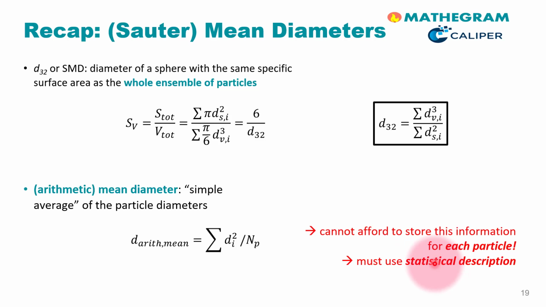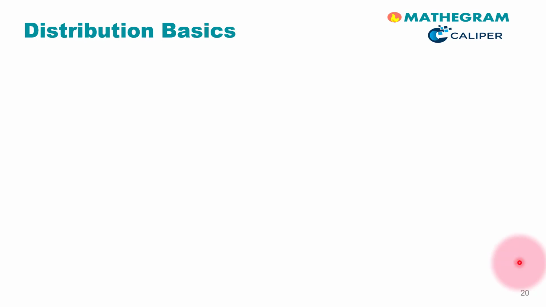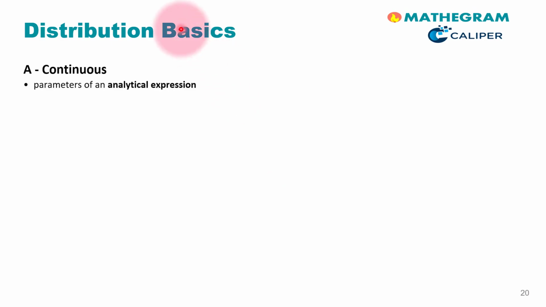We have already touched on this topic when talking about the volumetric and number fraction of coarse or fine particles in a bidispersed system. Let us now go back again to this important detail, which is essential to understand size distributions. Specifically, we start by discussing some basics of size distributions. First, size distributions can be represented in different ways. And the first is the so-called continuous description.